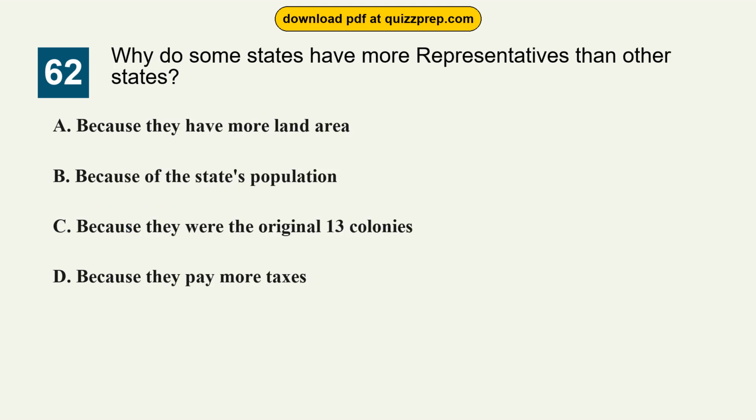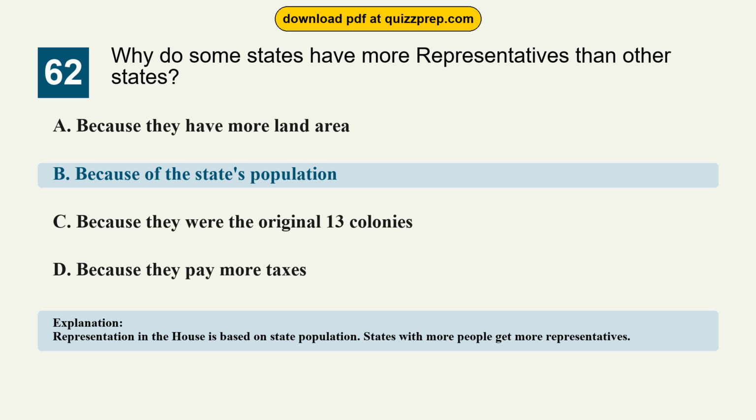Question 62. Why do some states have more representatives than other states? Option A, because they have more land area. Option B, because of the state's population. Option C, because they were the original 13 colonies. Option D, because they pay more taxes. The correct answer is option B, because of the state's population. Representation in the House is based on state population. States with more people get more representatives.